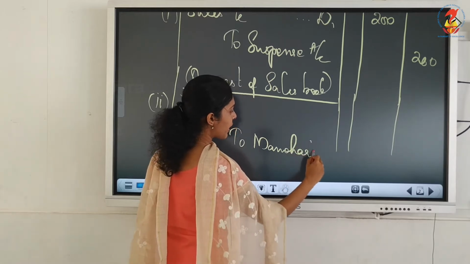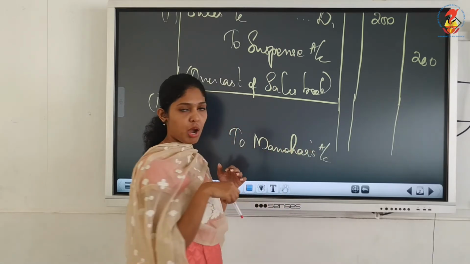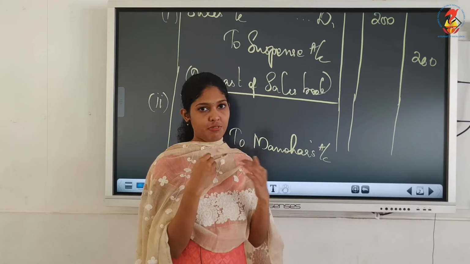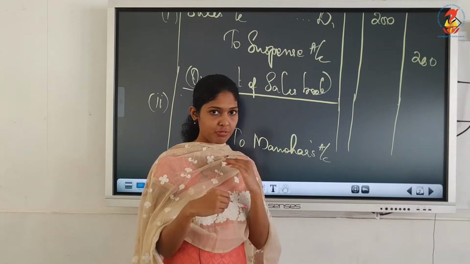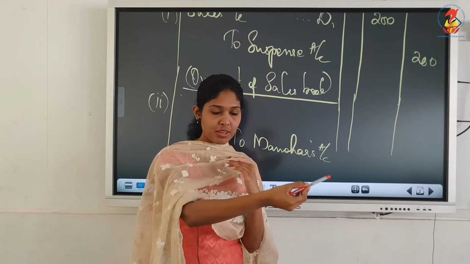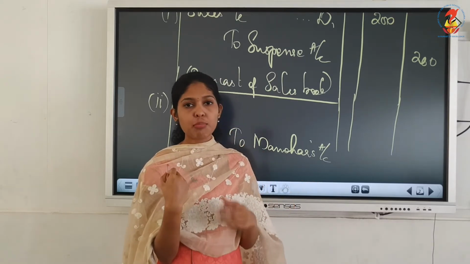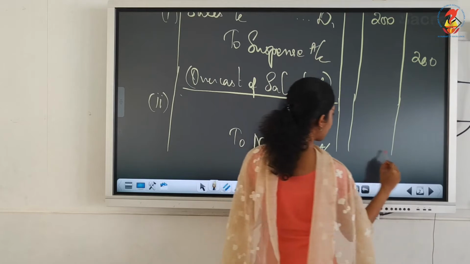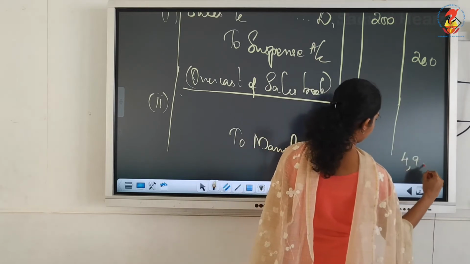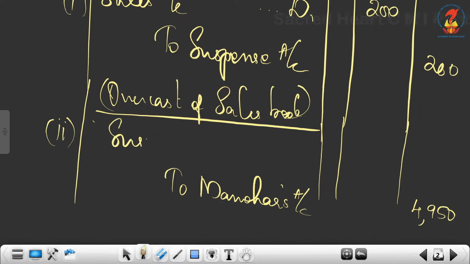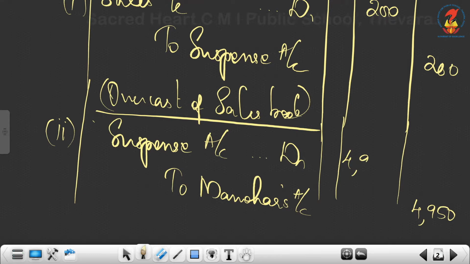And how much should we write? What should be the amount? It should be the difference amount, because instead of 550 we debited with 5500. So that excess amount will cancel. So the excess amount means the difference 4950 will cancel. So what will you debit here? The suspense account you will have to debit. So it is suspense account debited to Manohar's account 4950.